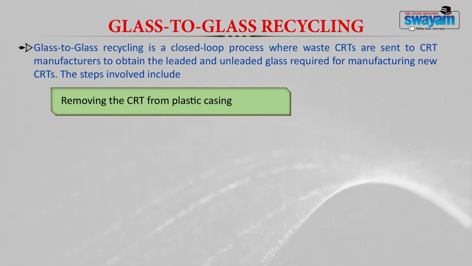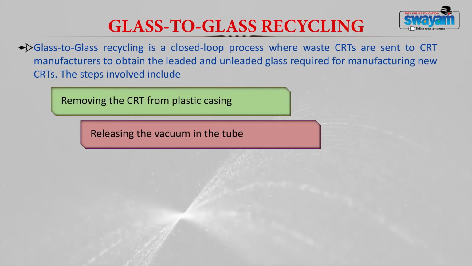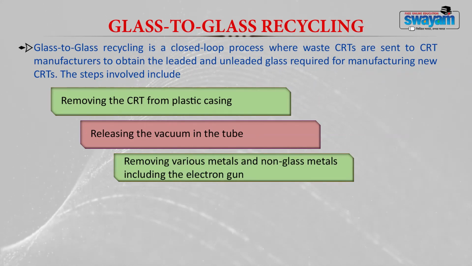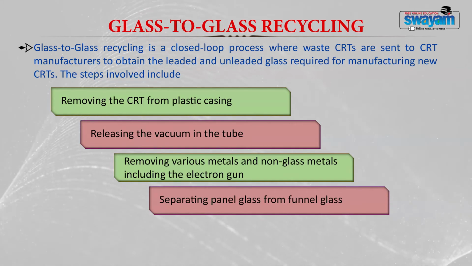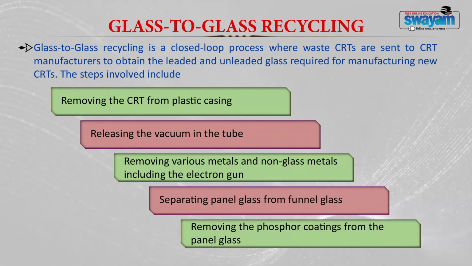The steps involved during this process include: first, remove the CRT from the plastic casing, then release the vacuum in the tube. Third, remove various metals and non-glass materials including the electron gun, then separate panel glass from funnel glass, and lastly remove the phosphor coating from the panel glass.